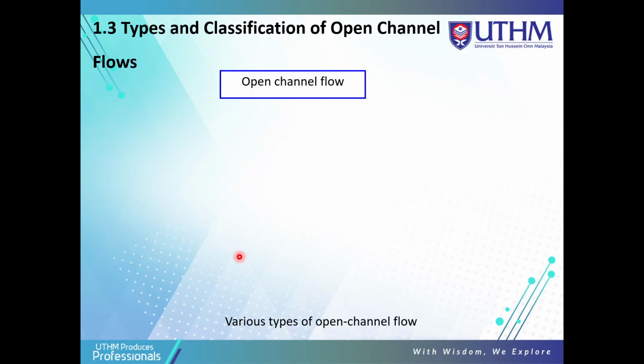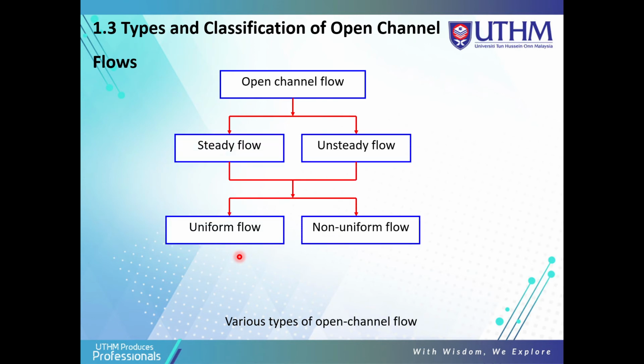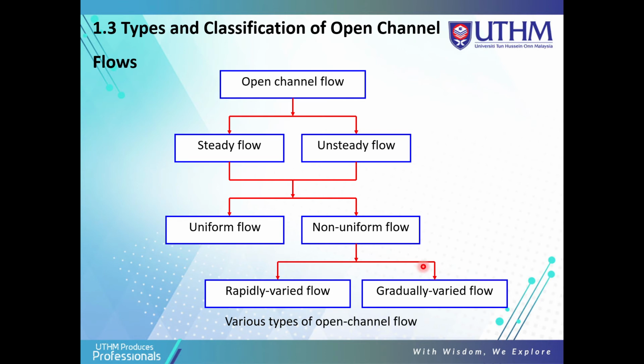For the type of classification of open channel flow, we have steady flow and unsteady flow, and also uniform flow and non-uniform flow. For non-uniform flow, we learn rapidly varied flow and gradually varied flow in chapter 4 until chapter 6. Uniform flow, we learn in topic 1 until topic 3.